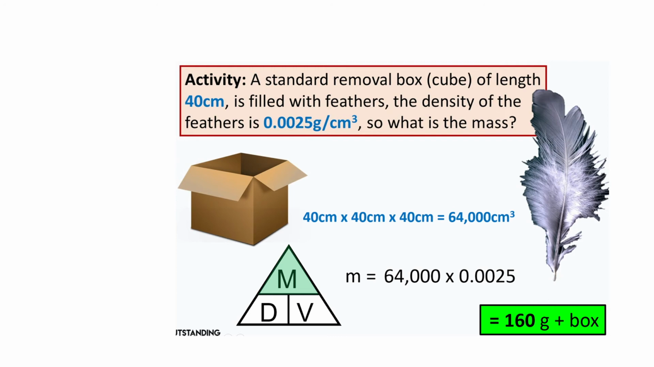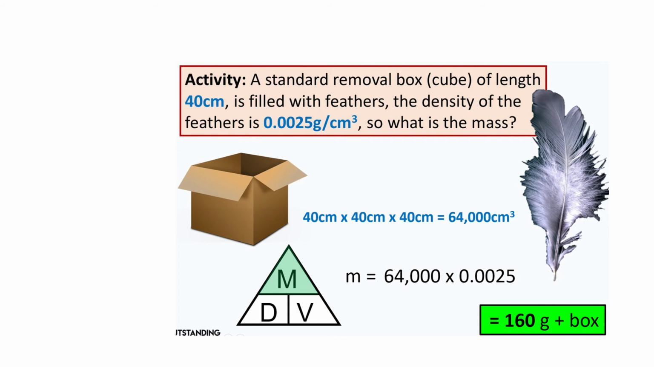Suppose instead we have a question that says a standard removable box of length 40 centimeters is filled with feathers. The density of the feathers is 0.0025 grams per centimeter cubed. So what is the mass? What they haven't done here is given us a volume. We're thinking about a cube here.